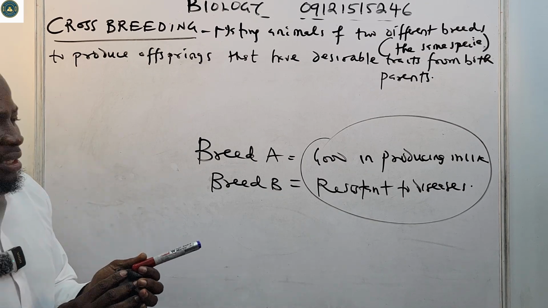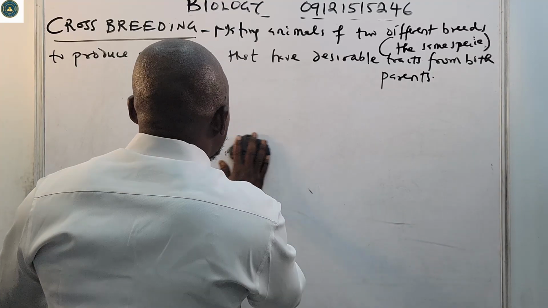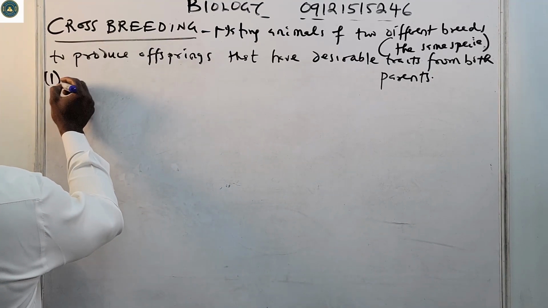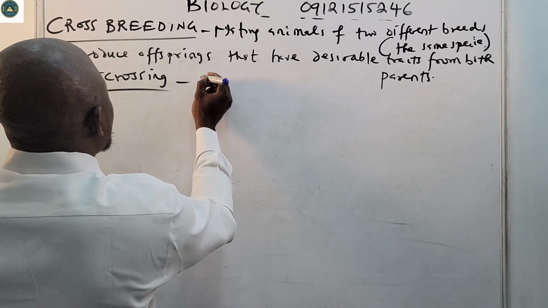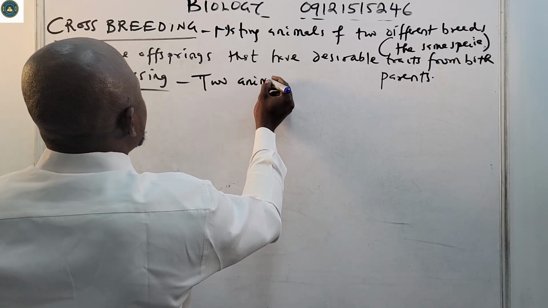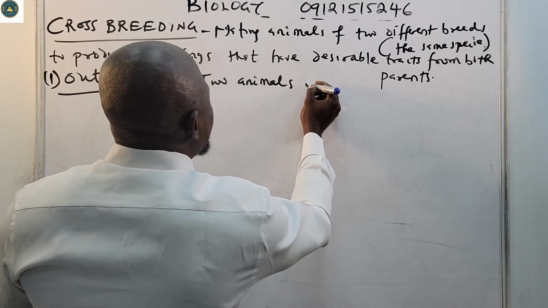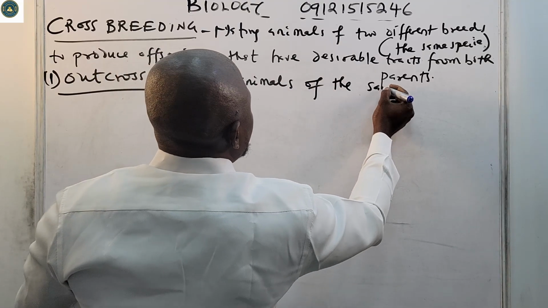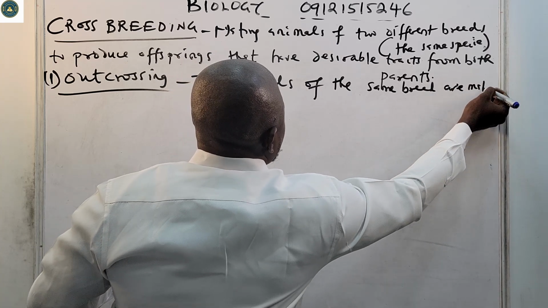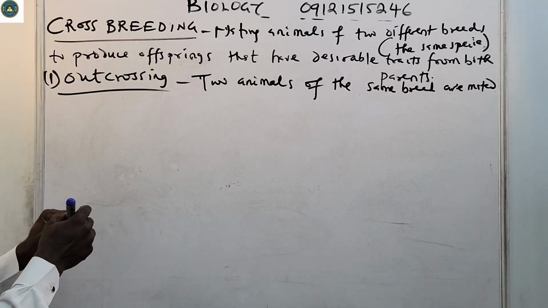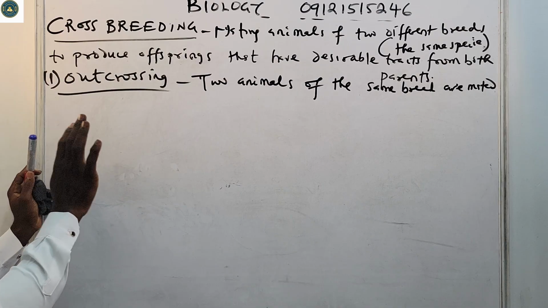So that is crossbreeding. We have three different types of crossbreeding. There's one we call outcrossing. Number one, outcrossing. In outcrossing, two animals of the same breed are mated, but they are unrelated. That is what we call outcrossing.